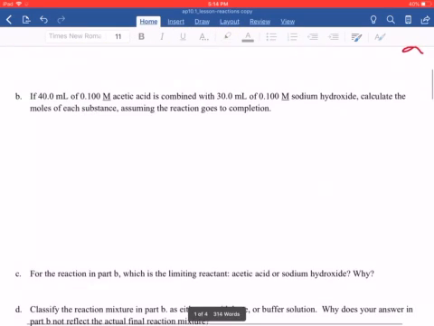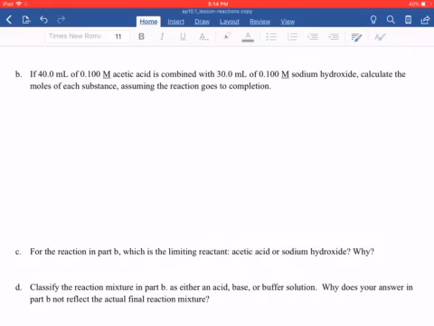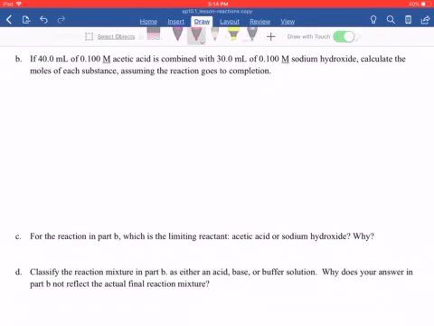All right, scrolling down to the next one. For B, it says if 40 milliliters of 0.1 acetic acid is combined with 30 milliliters of 0.1 sodium hydroxide, calculate the moles of each substance, assuming that the reaction goes to completion. So let's go ahead and do that. All right, so to start off with 40 milliliters of 0.1 acetic acid, we're going to calculate the moles of each of those, right? So let's calculate the moles. So the moles of acetic acid, I'm going to shorthand acetic acid to HA, so that way I don't have to write it out each and every single time.